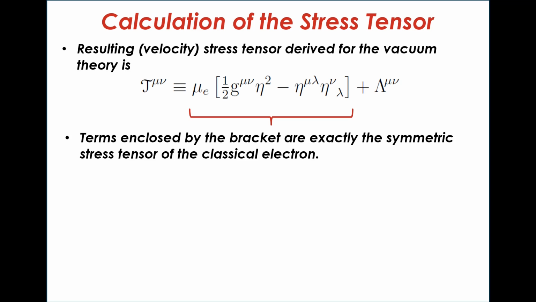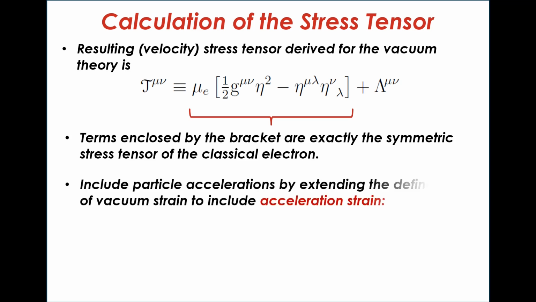To include particle accelerations, we extend our definition of vacuum strain to include an acceleration strain component. The acceleration strain is the bilinear quantity shown here and composed of the vacuum displacement 4-vector and the perpendicular acceleration 4-vector.